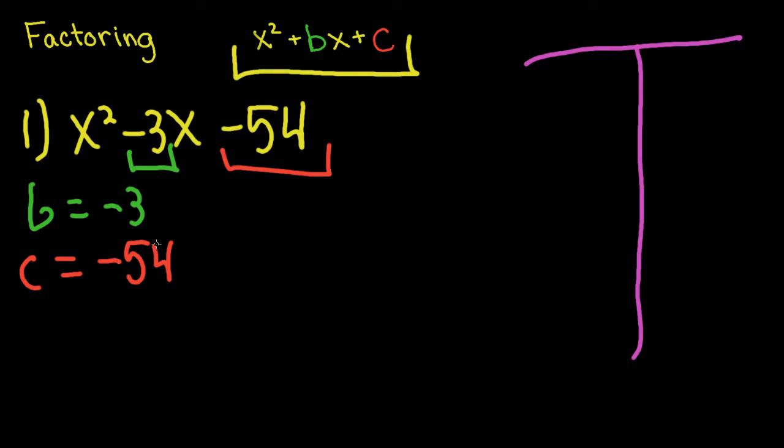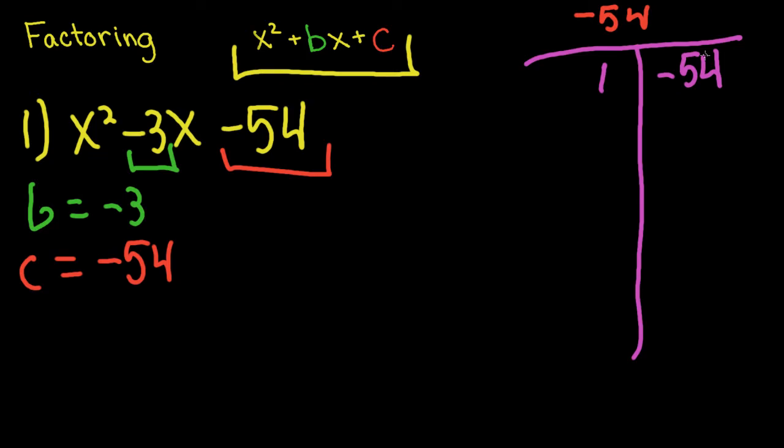On the top of the table, I'll write -54. This is because I'm going to find two factors that multiply together to get -54. So what can these two factors be? My first obvious example might be 1 times -54. Here I have two factors that will multiply together to give me -54.